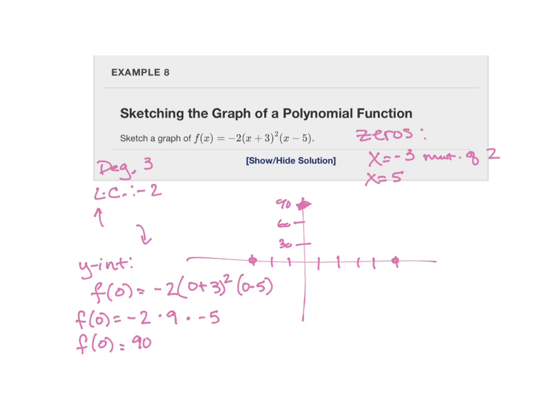We know that our tail goes up on the far left. It's going to bounce off of that x. It's going to go up through the y-intercept. And then it better come back down. I don't know where it comes back down. Again, that would be in calculus that we would go figure that out. But this is the general shape.